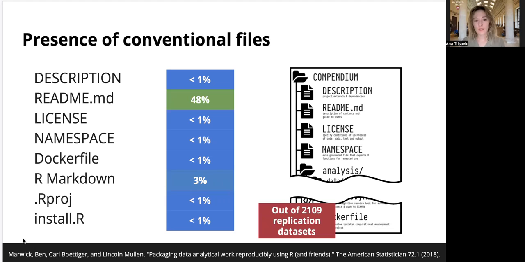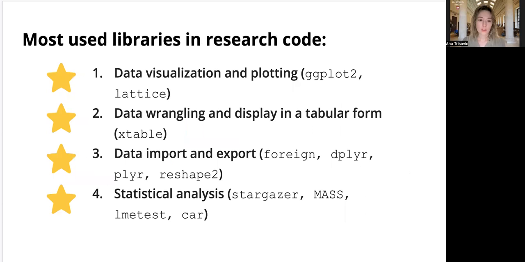So we definitely see that there is room for improvement, but this is also informative because we learn that the research code files shared on Dataverse as a replication package are not typically R packages, which also makes sense. We were also looking into what are the most used libraries in research code. Naturally, these are data visualization and plotting libraries, then data wrangling and display in tabular form, data import and export, and statistical analysis.